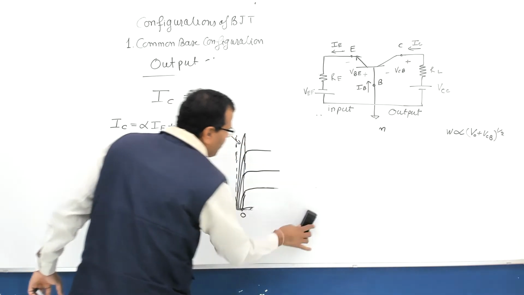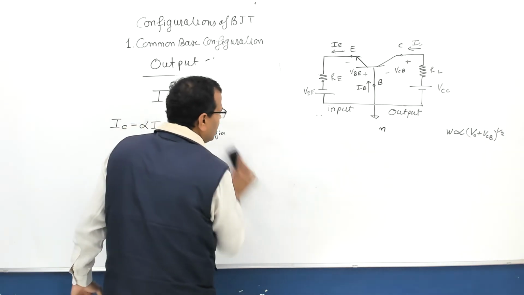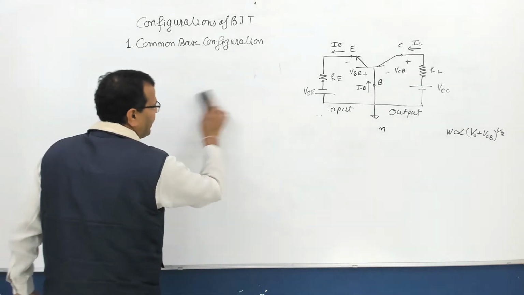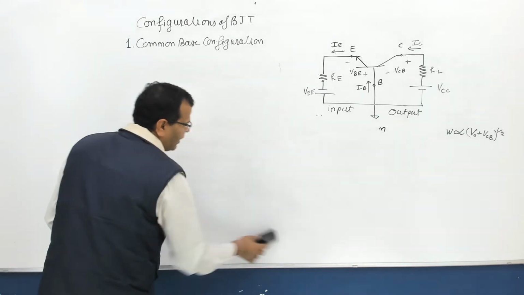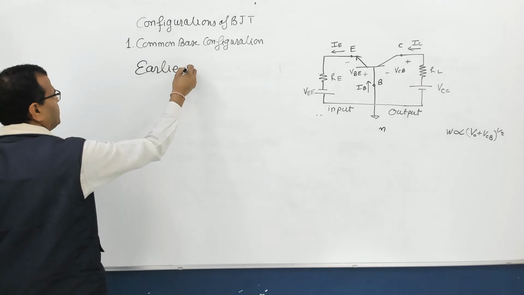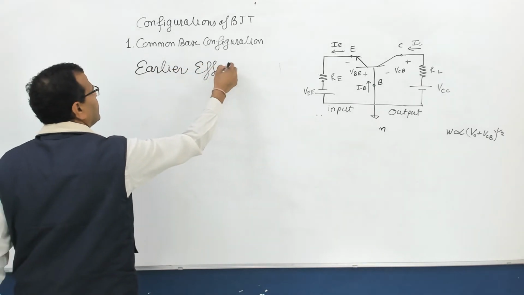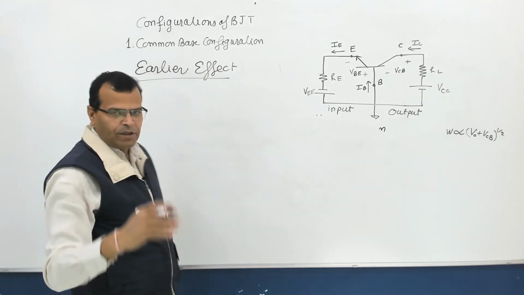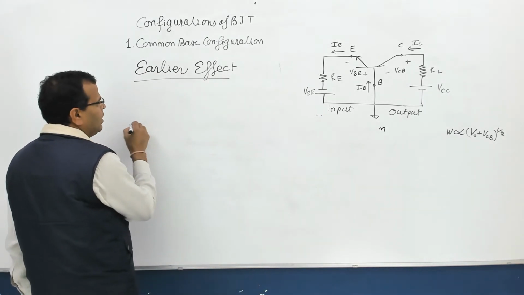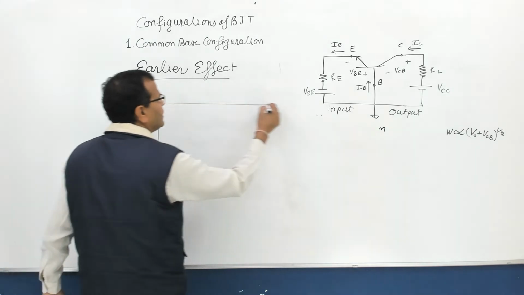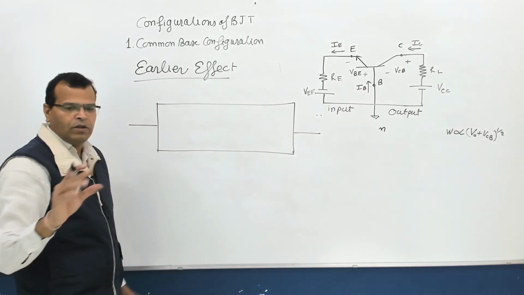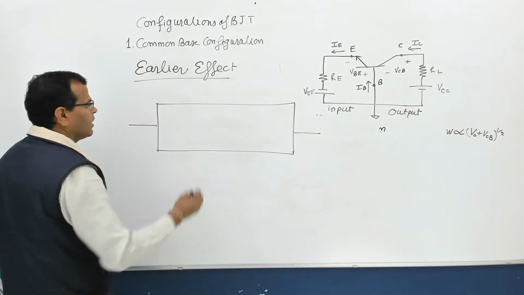So I will again come back to what I discussed earlier, that was the base width modulation or Early effect. So let us see what is Early effect. Although I have given you the complete explanation of Early effect, just a review of that and some more points I will be adding to whatever I discuss. So this is your BJT. I will be drawing a little bigger diagram so that your visualization is clear.